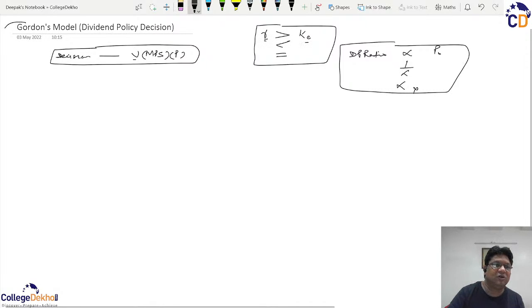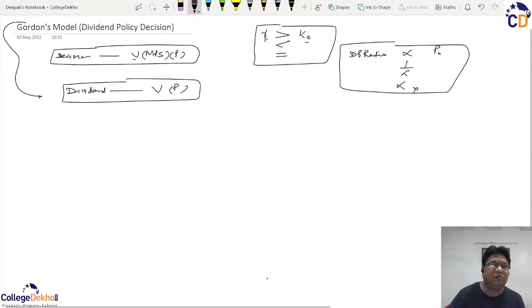But if I move forward with Gordon's model today, then Gordon's model clearly underlines and supports the view of the Walter model, in the way that it also says that your dividend decision will always impact the value of the firm, but they have taken a very straightforward approach. And that straightforward approach is based on a basic assumption or a synonym that says that a bird in hand is always better than two in the bush.